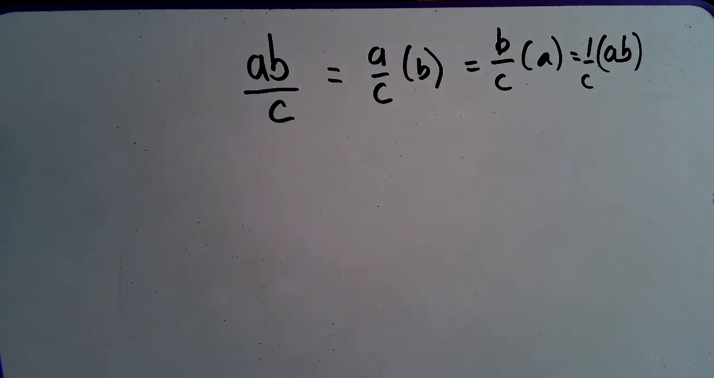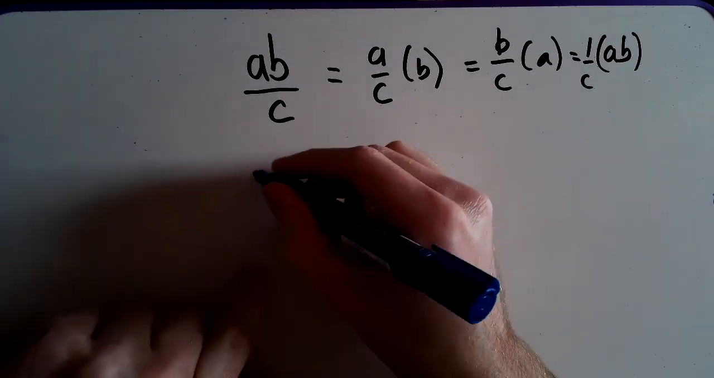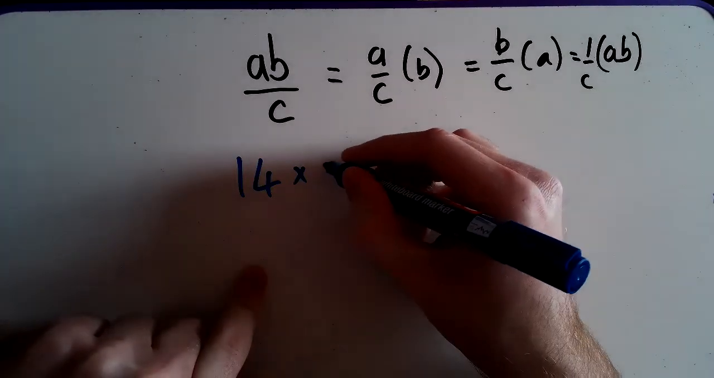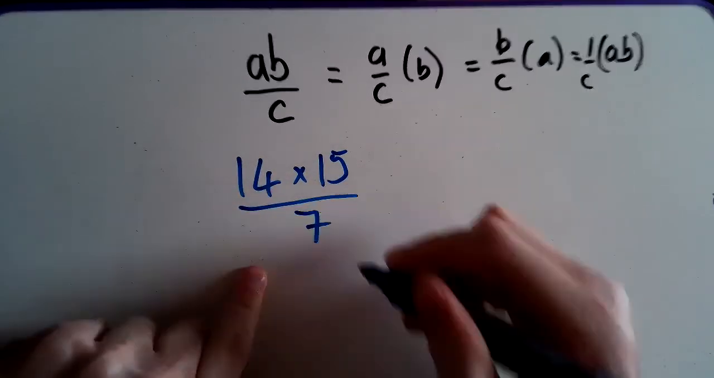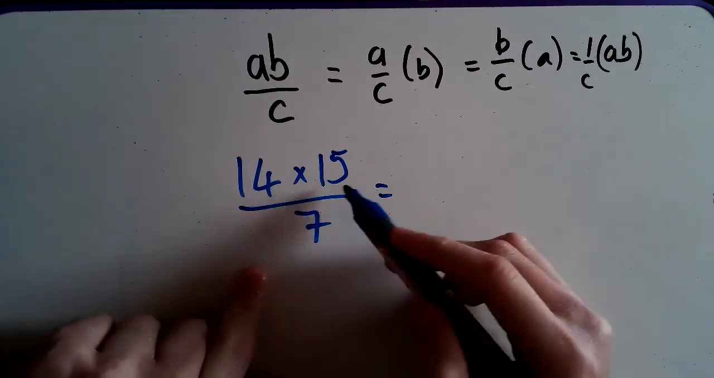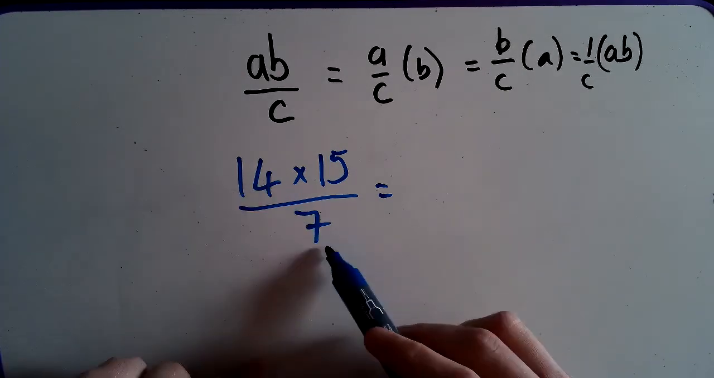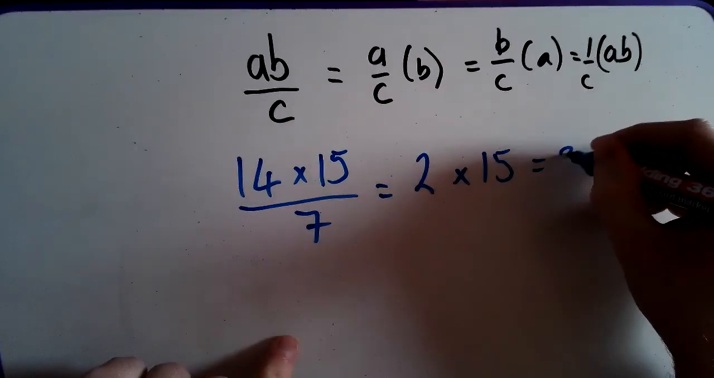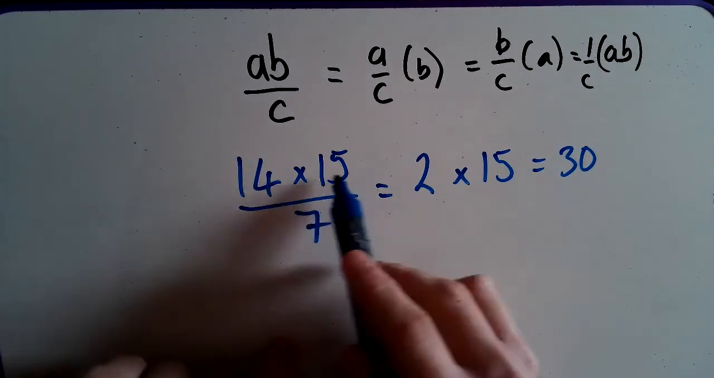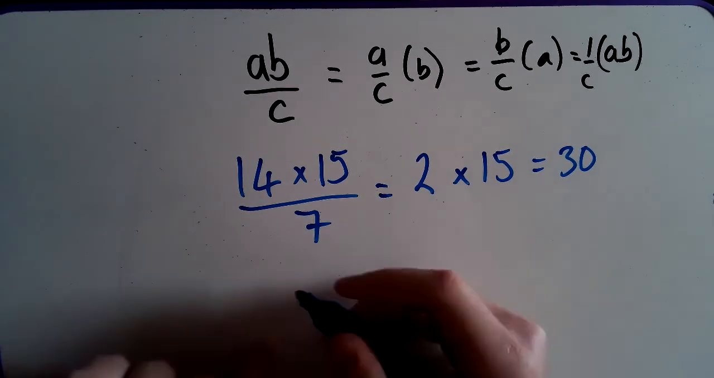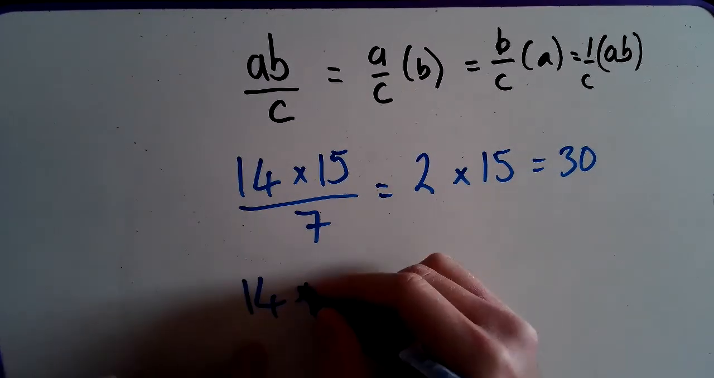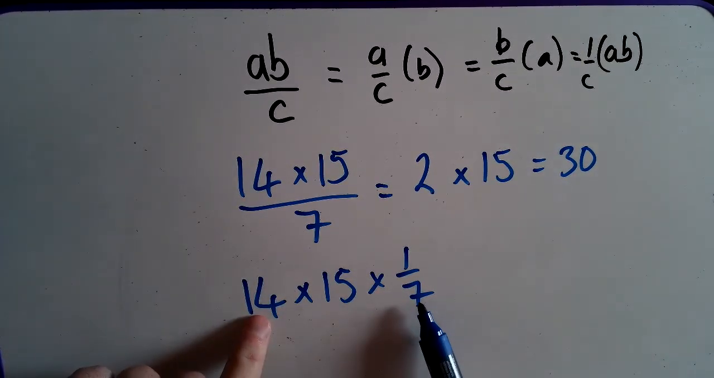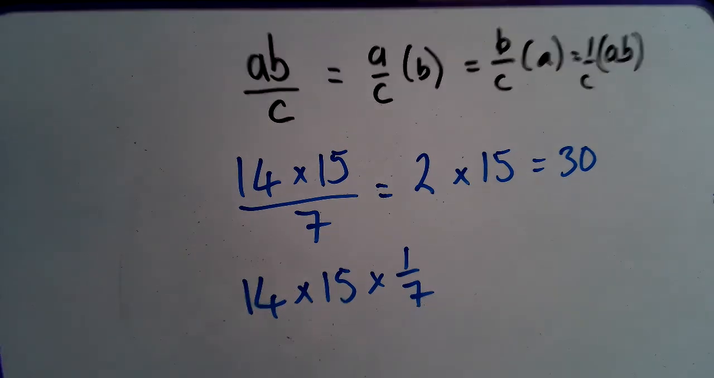So for example, if I'm doing something like 14 times, I don't know, 15 divided by 7, I don't necessarily need to do 14 times 15 first. I can do 14 divided by 7 first and get 2, and then times it by 15 to get 30. Much quicker than doing 14 times 15, then dividing by 7. And that's all because this really means 14 times 15 times 1 over 7. So we can pair up the 14 and 1 over 7 to get the 2, and times by the 15.